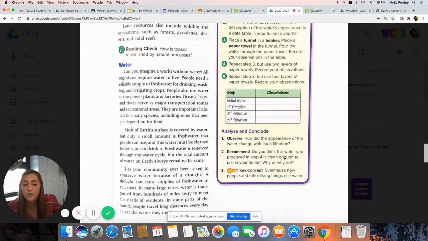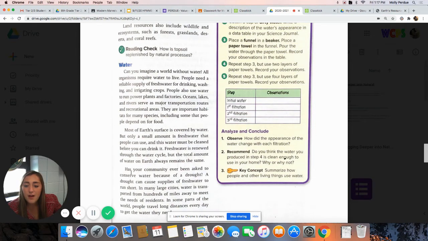Most of Earth's surface is covered by water, but only a small amount is fresh water that people can use, and this water must be clean before you can drink it. Fresh water is renewed through the water cycle, but the total amount of water on Earth always remains the same.